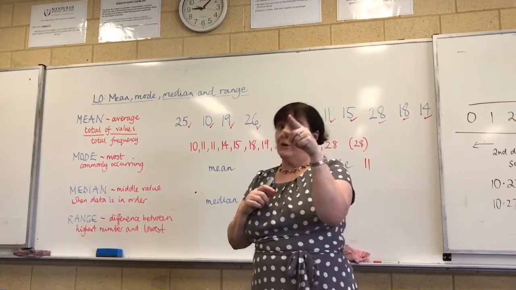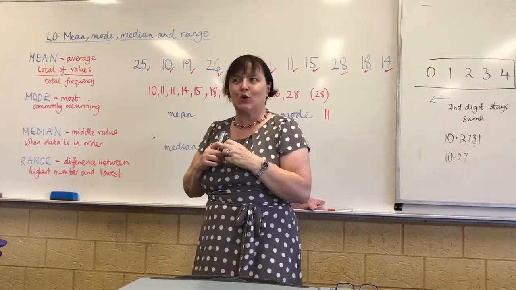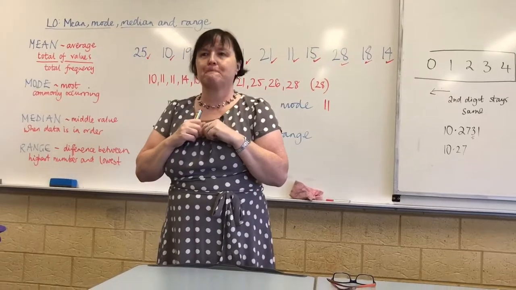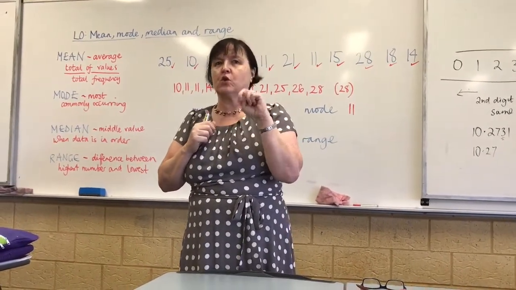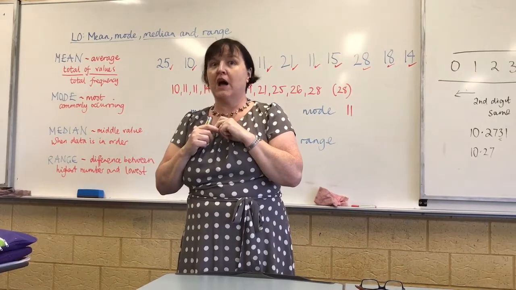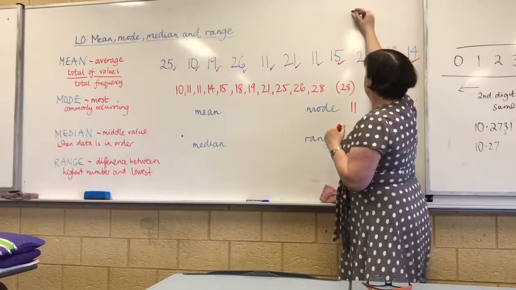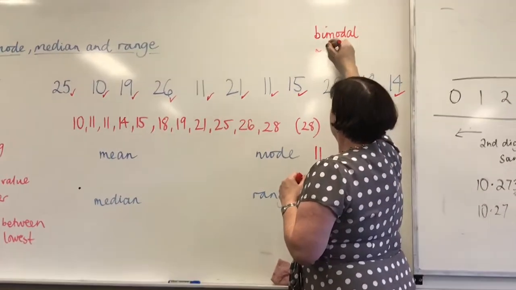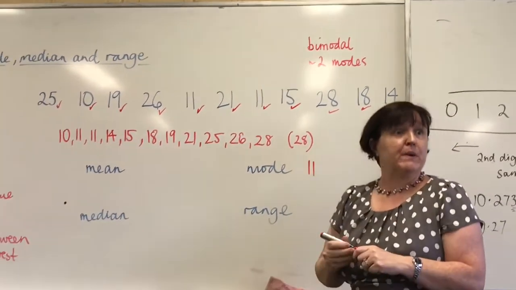11 and 28. Well done. Now, can anyone remember what a data set is called that has two modes? We have done it. Two modes, it's called bimodal, okay? So I'll write it up here. Our data set isn't bimodal, but if this one was there, it would be bimodal.